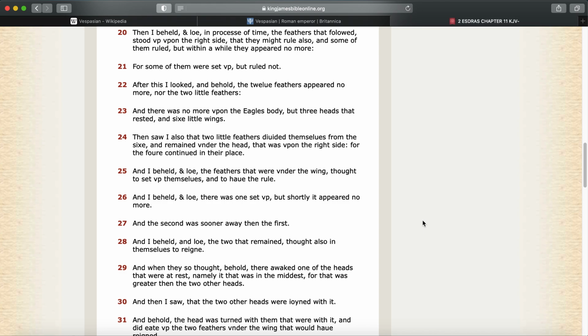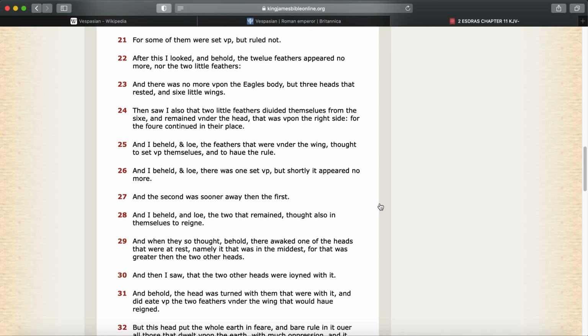And I know we always mention 70 AD, but we're going to get into 66 AD as well, because that was another time when the Romans came down on Judea and pretty much destroyed it. Okay, so let's go ahead and jump right into it. Lord willing, this is edifying and clarifying as well. This is 2nd Esdras chapter 11, verse 24. It says, "Then saw I also the 2 little feathers divided themselves from the 6 and remained under the head that was upon the right side, for the 4 continued in their place."